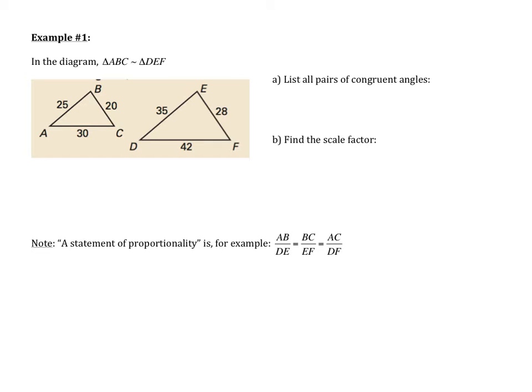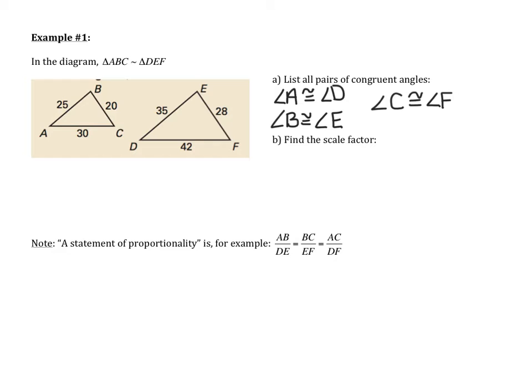In the diagram, triangle ABC is similar to triangle DEF. So part A says, list all pairs of congruent angles. Because remember, if the polygons are similar, all of the angles are the same, but the sides are proportional. So the congruent angles would be, angle A would be congruent to angle D. And again, I just got this from the similarity statement. Angle A congruent to angle D. Angle B congruent to angle E. And angle C congruent to angle F.